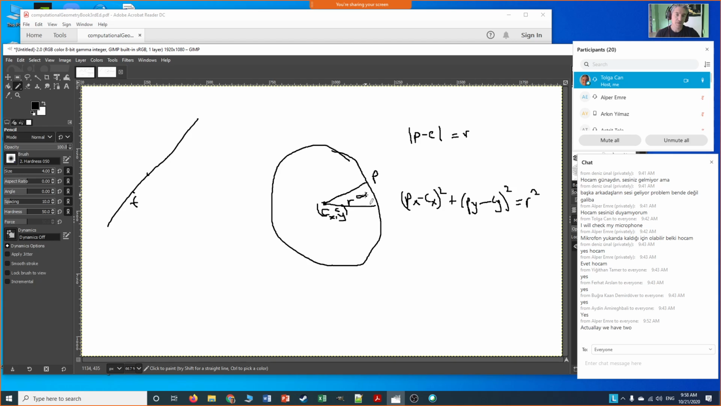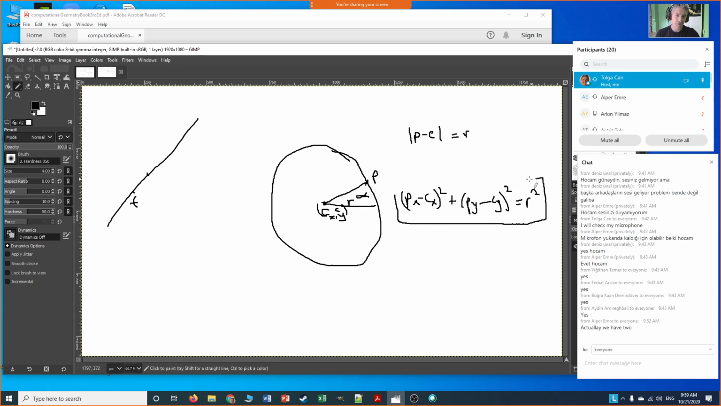That will be your parameter. Okay, so any point's coordinates could be written in terms of alpha by using sine alpha and cosine alpha. We can indicate the coordinates of any point here. So that's the parametric circle equation.